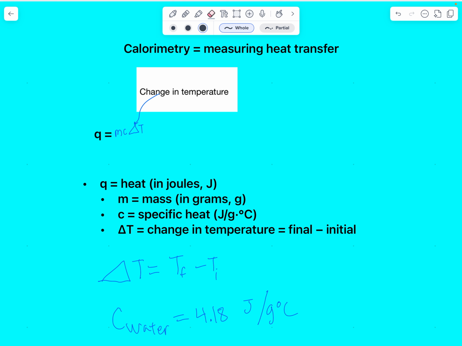So you got this weird formula, right? Q equals MCΔT. That's how I like to call it. Q is heat, and heat is measured in joules, J. M is mass, which is measured in grams. C is the constant, which is specific heat, in joules over grams times degrees Celsius. And then you got delta T.